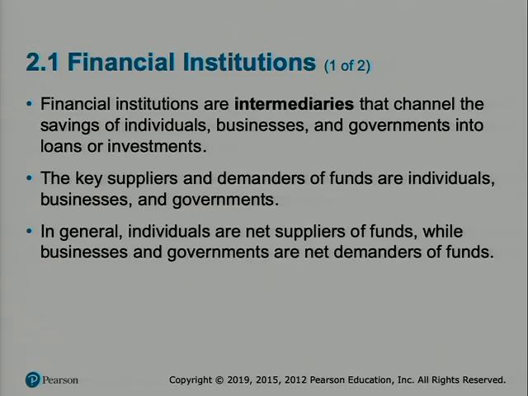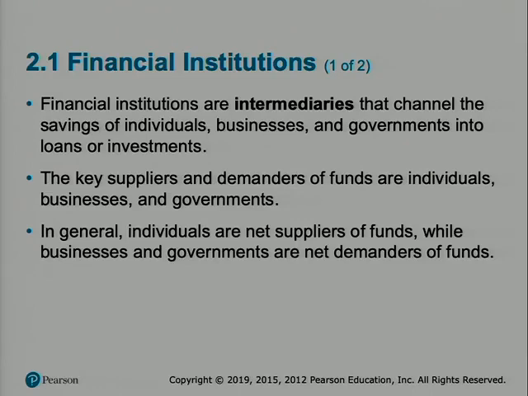Okay, so financial institutions, they're the go-betweens. Basically, we have people who save money and people who invest money. The financial institutions are in the middle to move the money from people who are saving it to people who want to spend it.